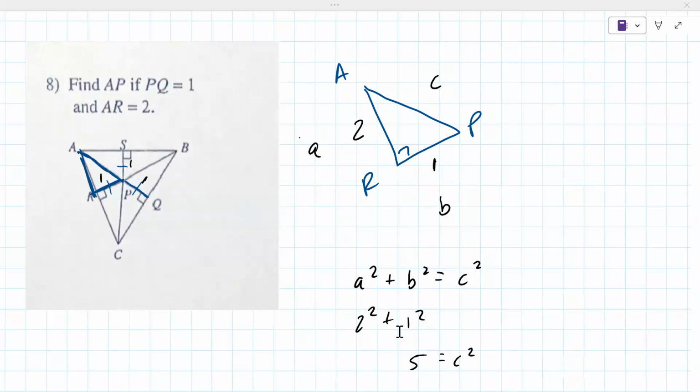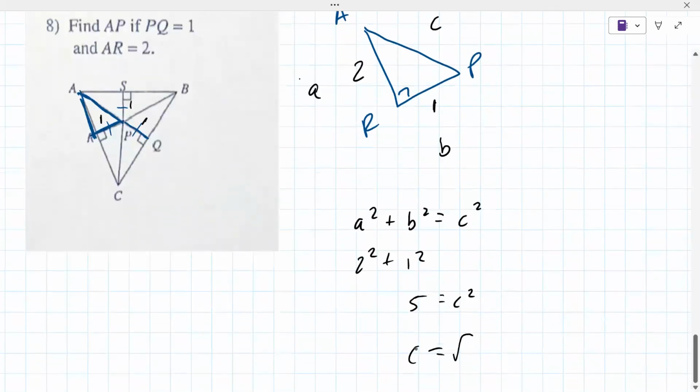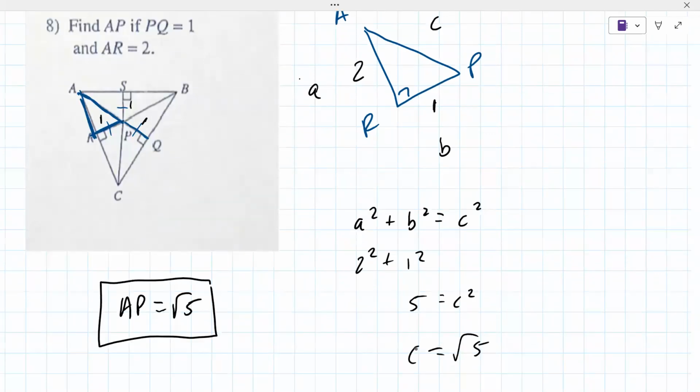Okay. So C is the square root of 5, which is that missing side there. So AP is the square root of 5. Make sure you actually label the thing that you're finding. That way your teacher knows where to find it so you can get your grade, and stay eligible and all that stuff.